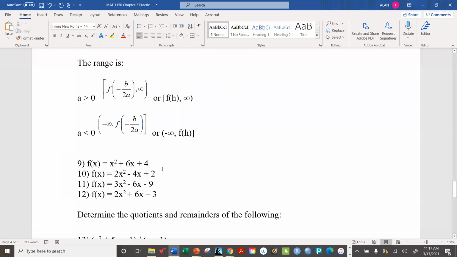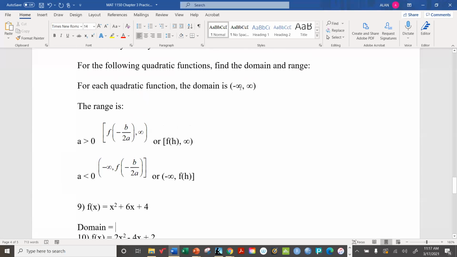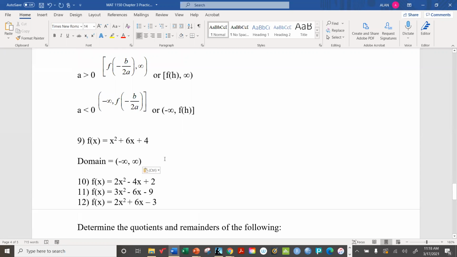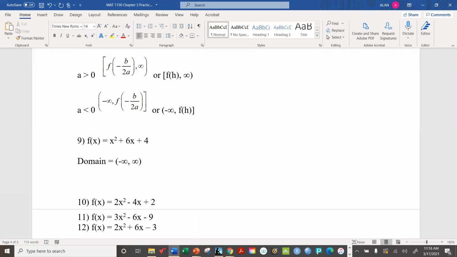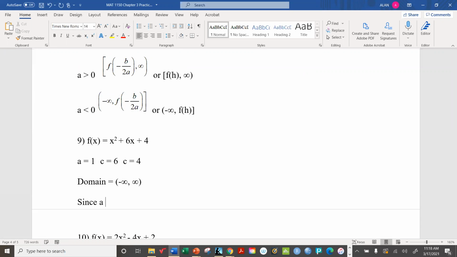So for number 9, right off the bat, we know that the domain is simply the range from negative to positive infinity. Now, oh, you know what we should probably always do before we do anything else? Just note the values of a, b, and c. And so since a is positive, the range is, so we'll use this expression.